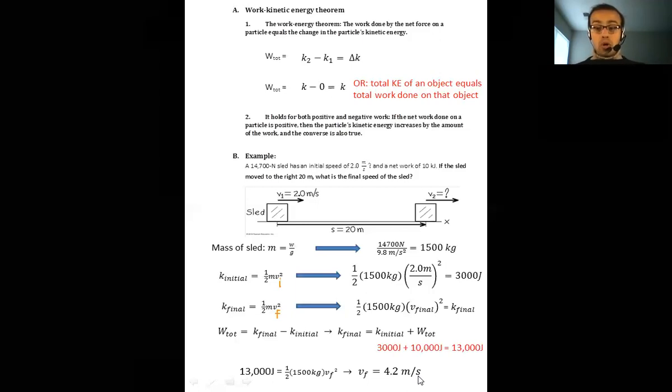Now, you could solve this problem using F equals ma, but it would be, as you can see, or you might imagine, an awful lot more complicated than this very elegant algebraic solution. It took us 4 equations to arrive at this particular answer. And that is why energy is a powerful and useful tool when solving these kinds of kinematics problems.